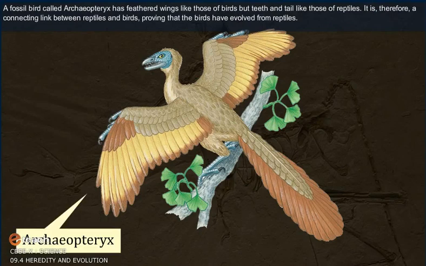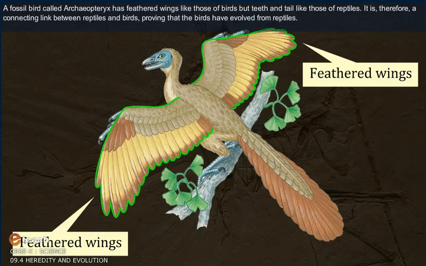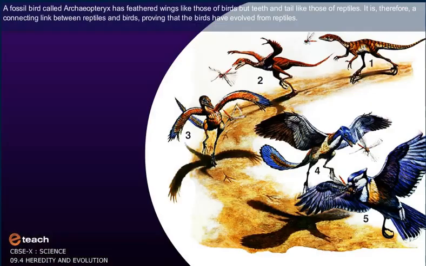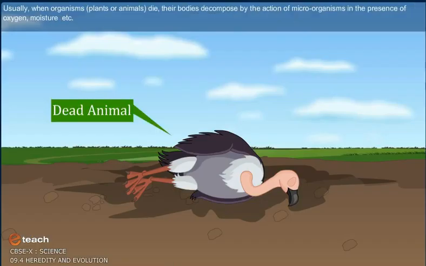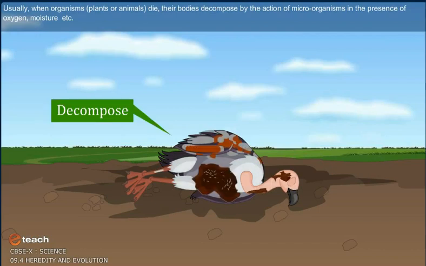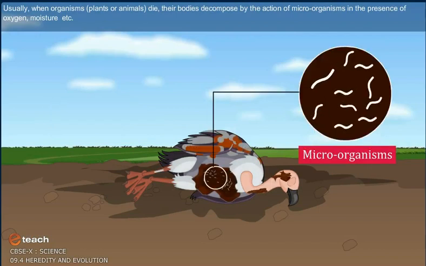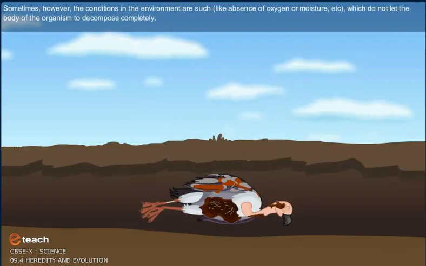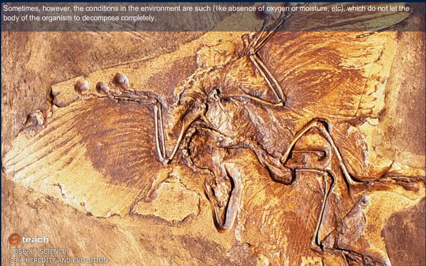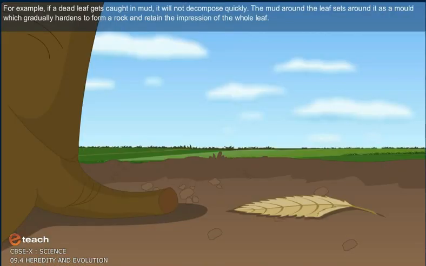A fossil bird called Archaeopteryx has feathered wings like those of birds but teeth and tail like those of reptiles. It is therefore a connecting link between the reptiles and the birds, proving that the birds have evolved from the reptiles. Usually, when organisms, plants or animals die, their bodies will decompose by the action of microorganisms in the presence of oxygen, moisture, etc. Sometimes, however, the conditions in the environment are such, like absence of oxygen or moisture, etc., which do not let the body of the organism to decompose completely.